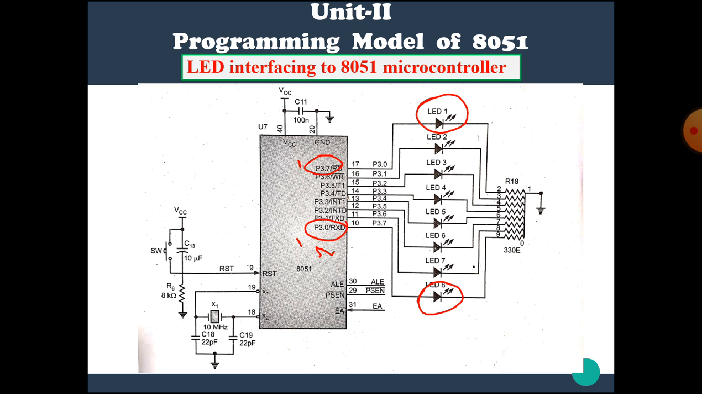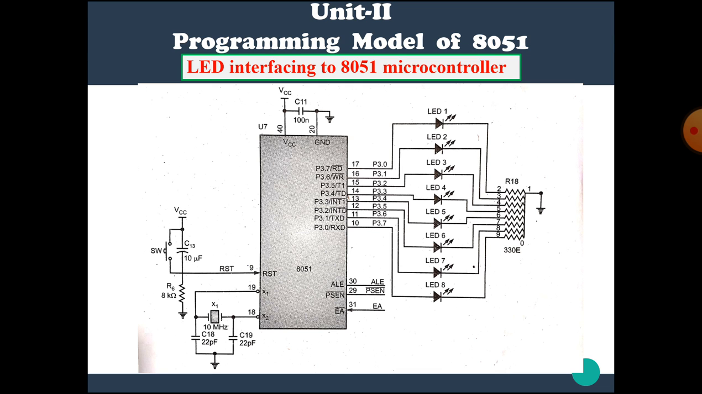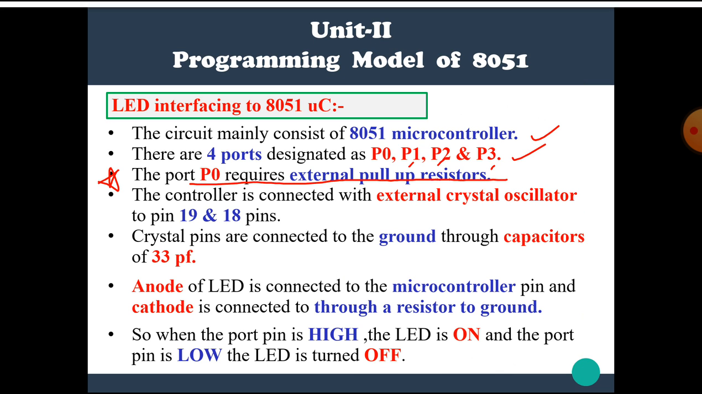Hence, in this diagram, the LEDs are connected to port P3. P3 has internal pull-up resistors, hence no external pull-up resistors are connected to the pins of the port. If we use port P0 here, then we have to connect these types of pull-up resistors to the pins of port P0. I hope you all understand, and this point was already discussed in the previous lectures.